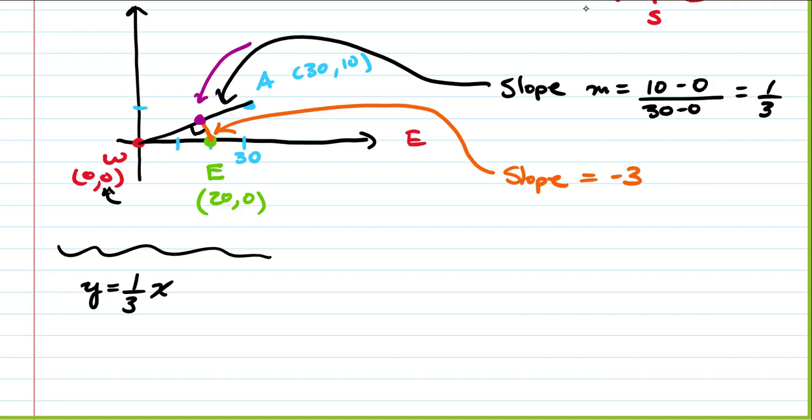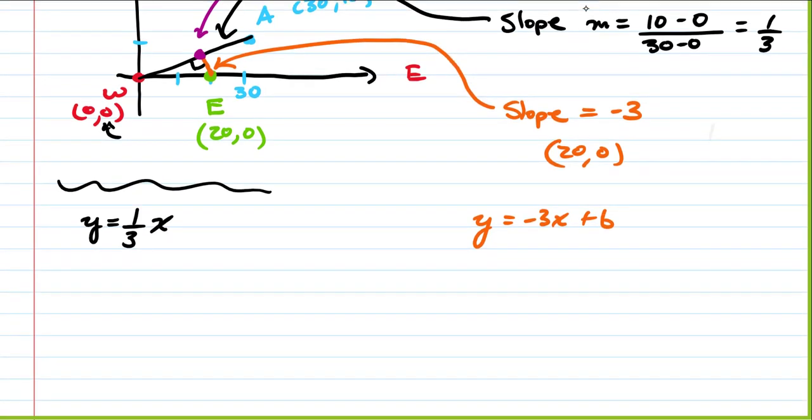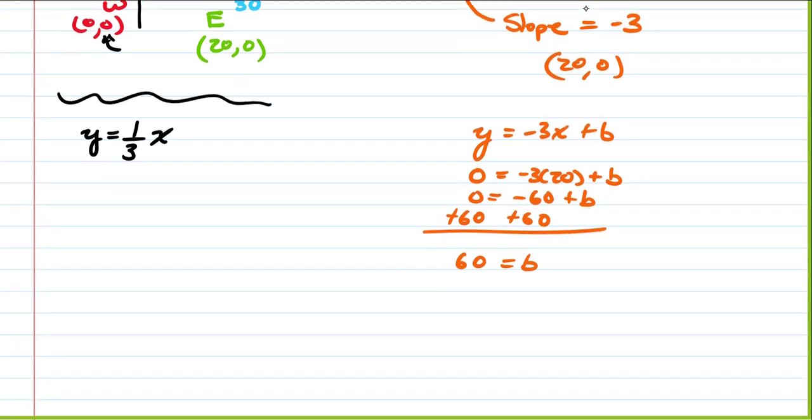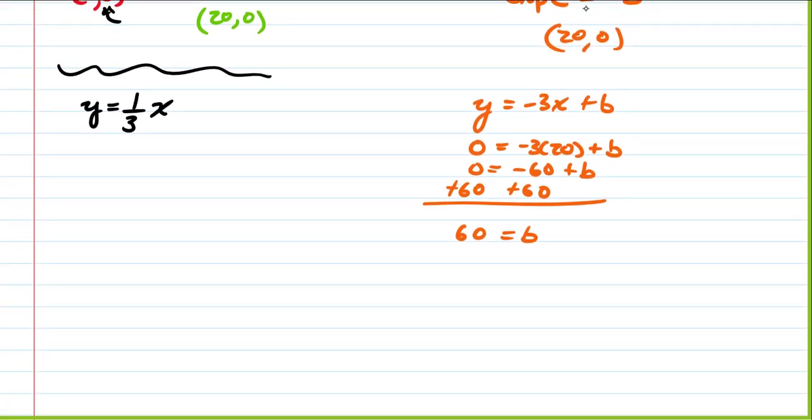We know our other line, the one that's perpendicular to it, contains the point (20, 0) and has slope -3. So y equals -3x plus b. So 0 is equal to -3 times 20 plus b. So -60 plus b is equal to 0. Add 60, and we get 60 is equal to b. So then the equation of that line is going to be y equals -3x plus 60.